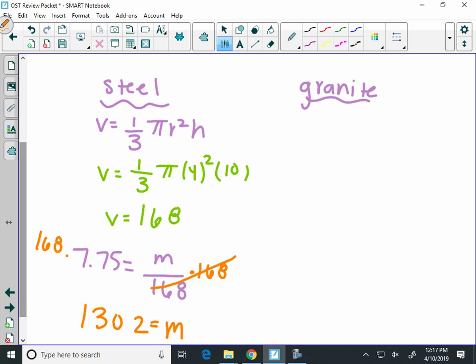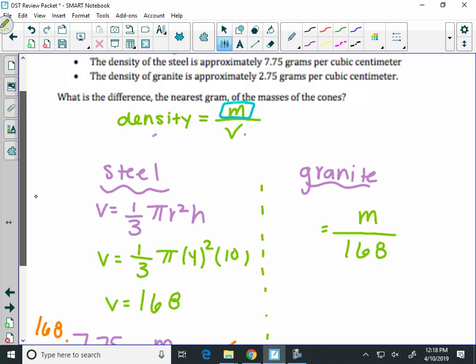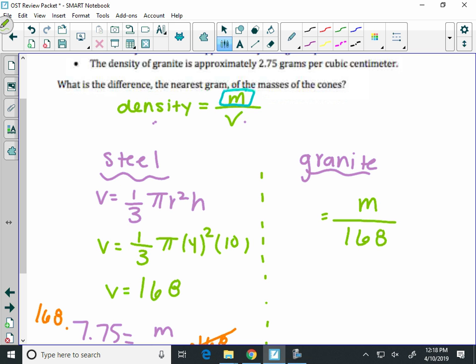We repeat the exact same process, but we don't need to find the volume. We just determined that the volumes are the same. So for the granite, we know the volume's still 168. We're still trying to find the mass. So this time around, what's the density of the granite cone? Density of the granite cone is 2.75.